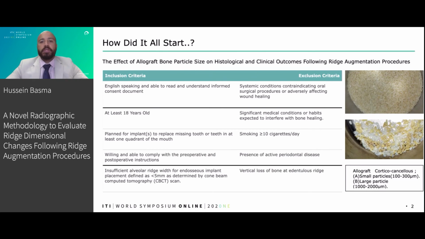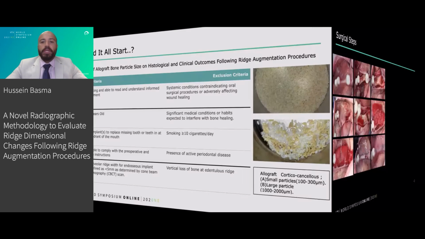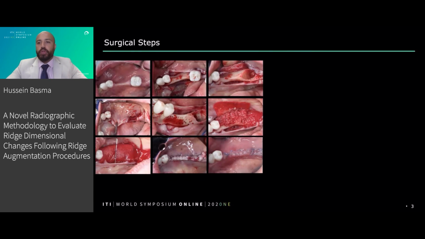And once the participant met the exclusion-inclusion criteria, they were randomized in two groups. Group one, which is the small particles group that ranged between 100 and 300 micrometers, and the large particle group that ranged between 1,000 and 2,000 micrometers. After randomization, the patients were ready for surgery.